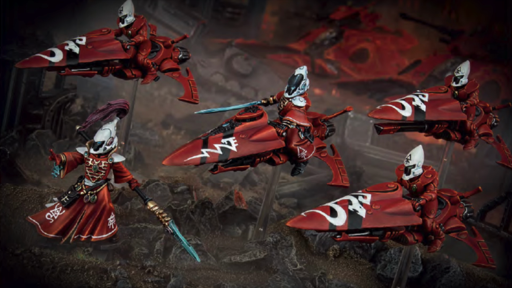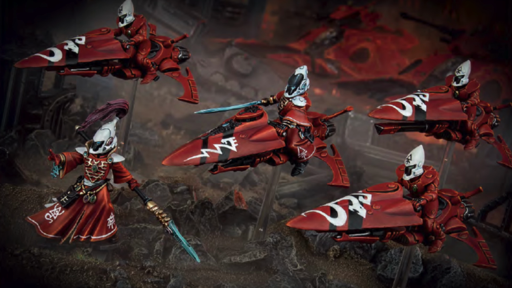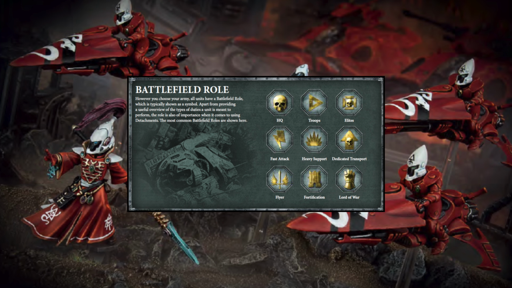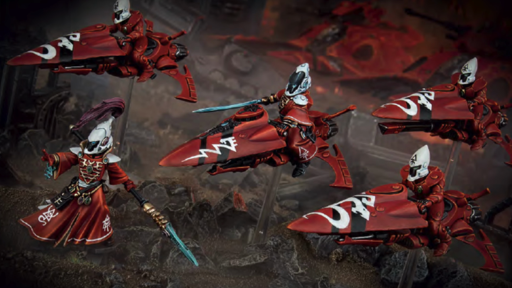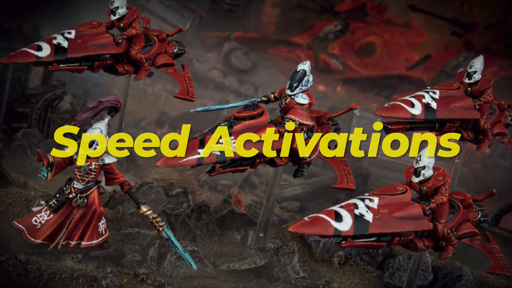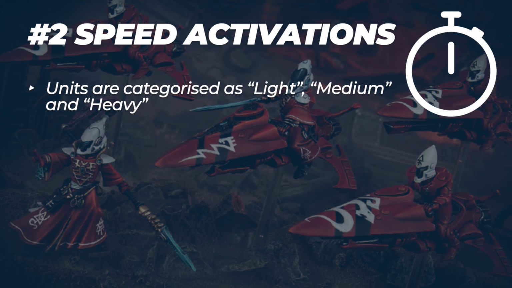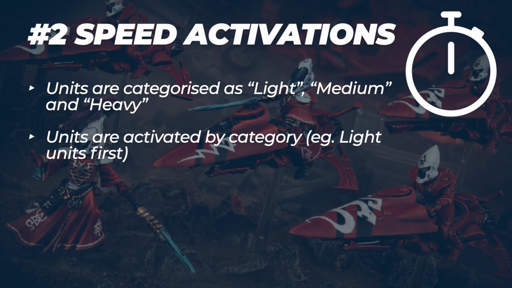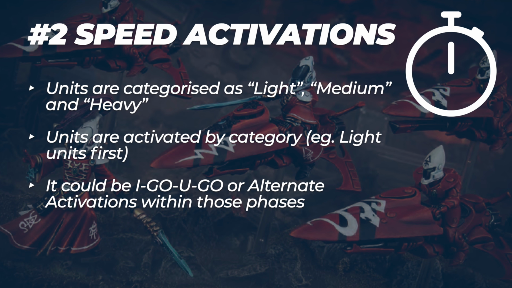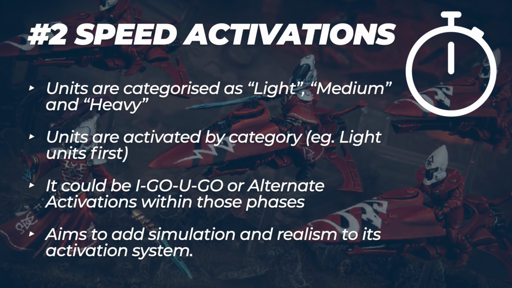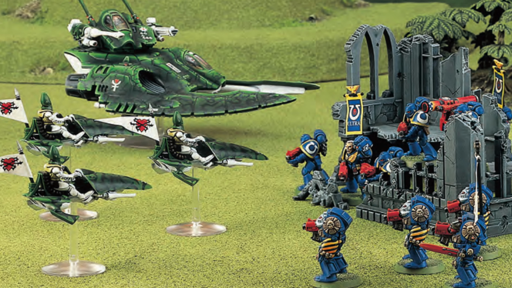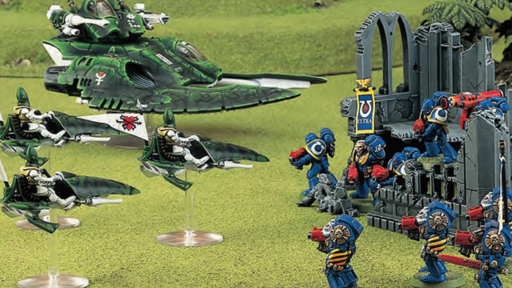Instead, I would think about putting all of the units into a category. Think fast attack, troops, and heavy support of 3rd to 7th edition 40k, or something simpler such as a light, medium, and heavy category. So I'm going to call this system speed activations. Here, all the light units activate first, followed by the medium, and then the heavy. It could be I go, you go within those sub-rounds, or it could be alternate activation. It would bring some desired realism where, to spring ambushes upon your opponent, you need to do so with lightly armoured units that are themselves vulnerable to counterattack.